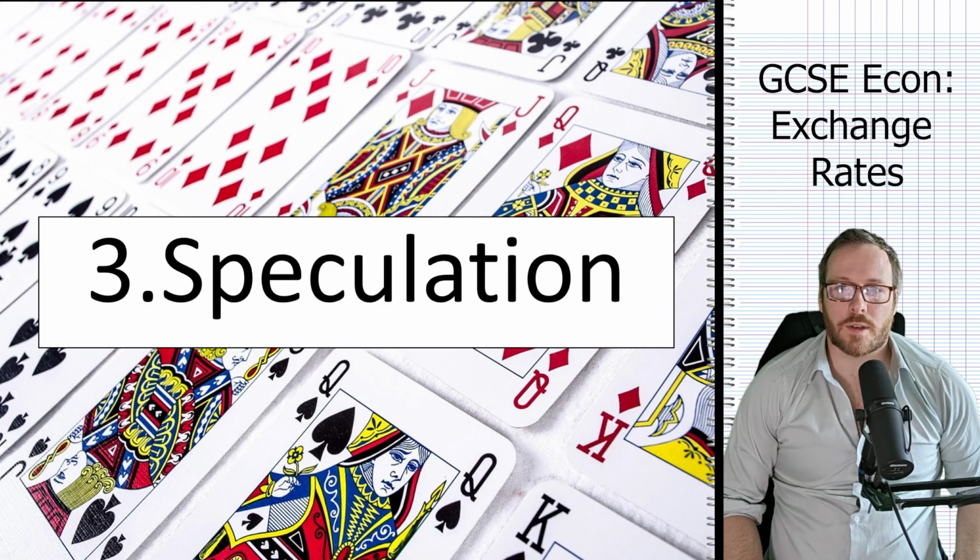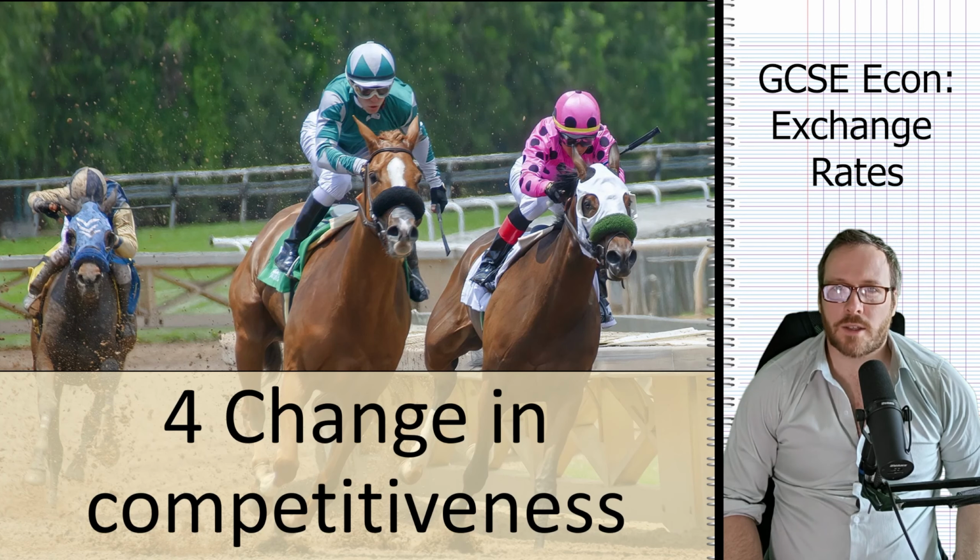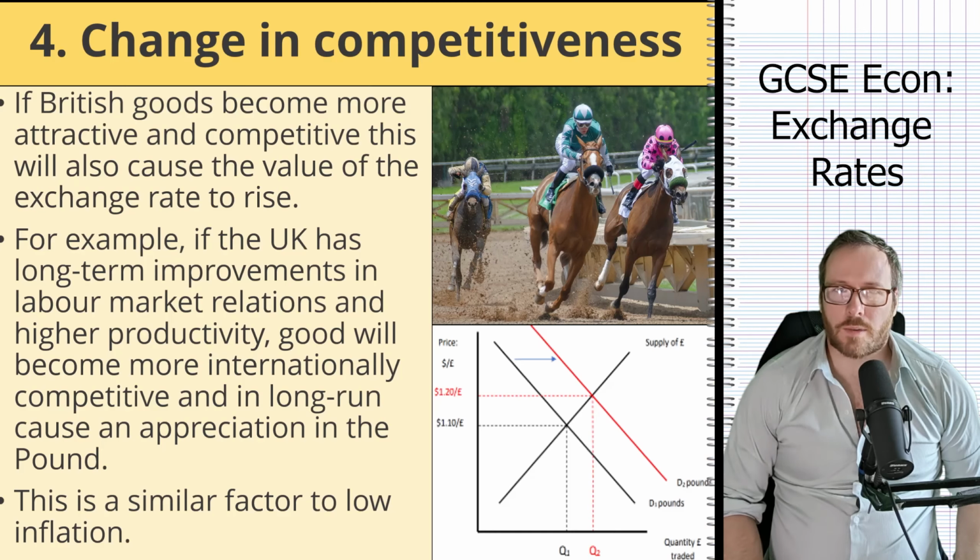Next, speculation. Gambling. Oh, I think this country is going to do well. Let me buy their currency now. Next, change in competitiveness. So if the UK become more successful or better at producing certain things, more people are going to want to buy from them. It really is that simple.